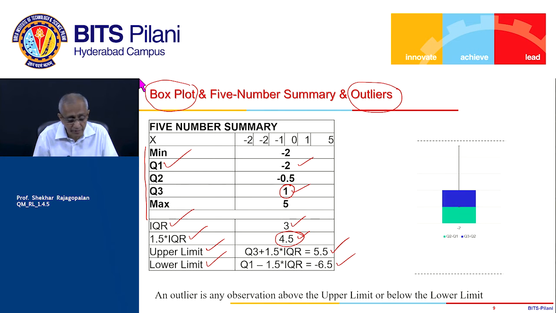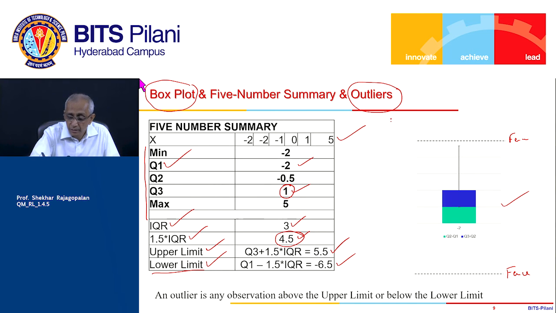For this data set, you can see that none of these 6 numbers is greater than the upper limit, and none of these 6 numbers is less than the lower limit. Therefore for this example, I do not have outliers. Now how do I draw a box plot? I got Excel to generate this box plot for me. But if I do it by hand, I first draw these fences, the lower fence and the upper fence.